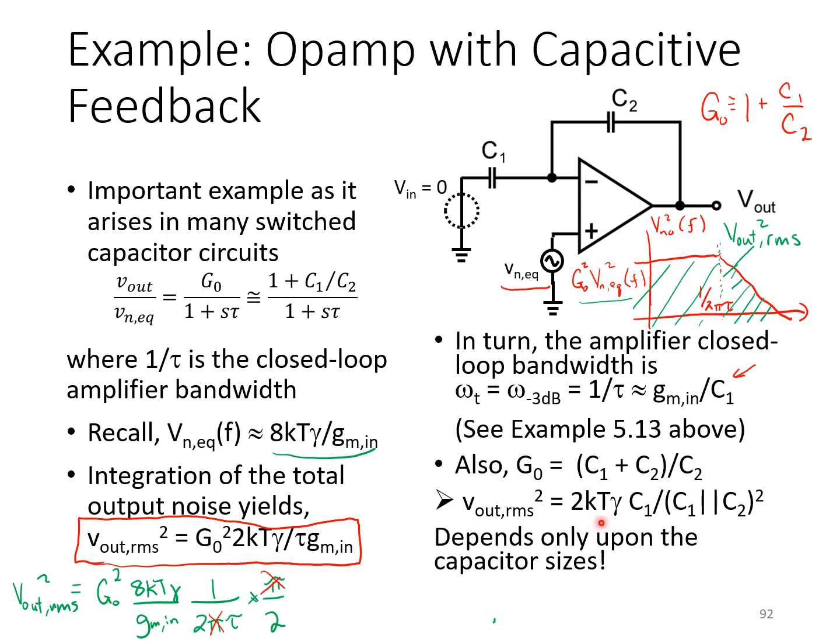Those are all just constants. And this final portion here depends only on the capacitor value sizes. Interestingly, there's no dependence on circuits inside the op amp itself because GM-in has been canceled. And this will be true as long as the op amp is designed so that the input pair transistors' thermal noise dominates. So this is very interesting because it means that if we have a certain output noise voltage that we need to ensure, then right away, just from that, we can calculate the sizes of the capacitors in the feedback network.